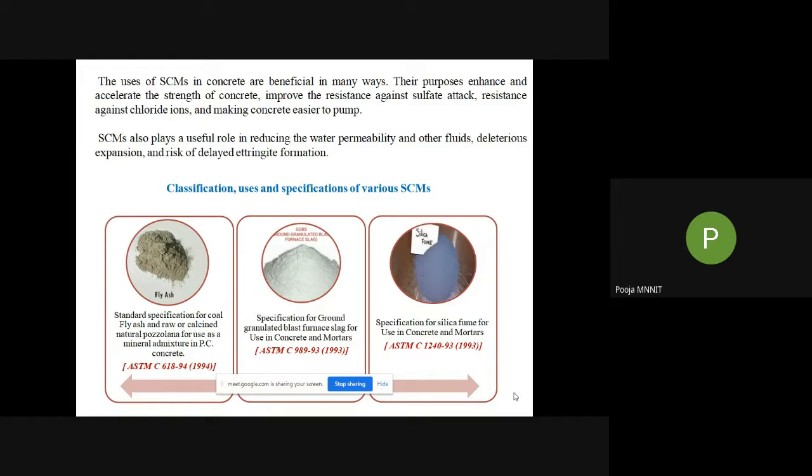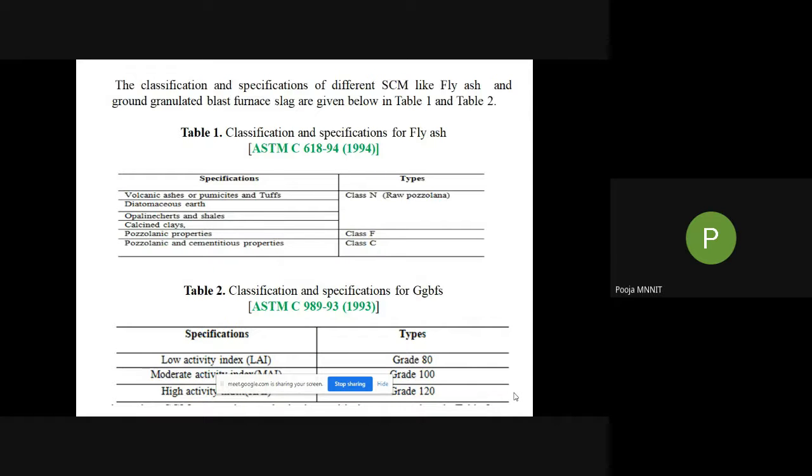Various supplementary cementing materials include fly ash, ground granulated blast furnace slag, and silica fume. The specifications of fly ash, GGBS, and silica fume are as per ASTM C618-94, ASTM C989-93, and ASTM C1240-93 respectively. As per ASTM C618-94, the fly ash can be classified into three types: Class N, Class F, and Class C.